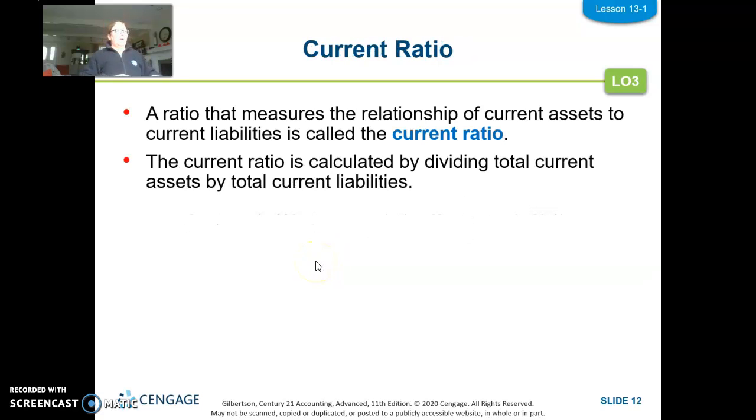So the next one that we have that is commonly used to look at short-term financial strength is current ratio. So that's the second one. And it measures the relationship of current assets to current liabilities. And it is literally just taking total current assets divided by total current liabilities, whereas working capital subtracted them. This one's doing divided, so it's looking at the relationship to current liabilities.